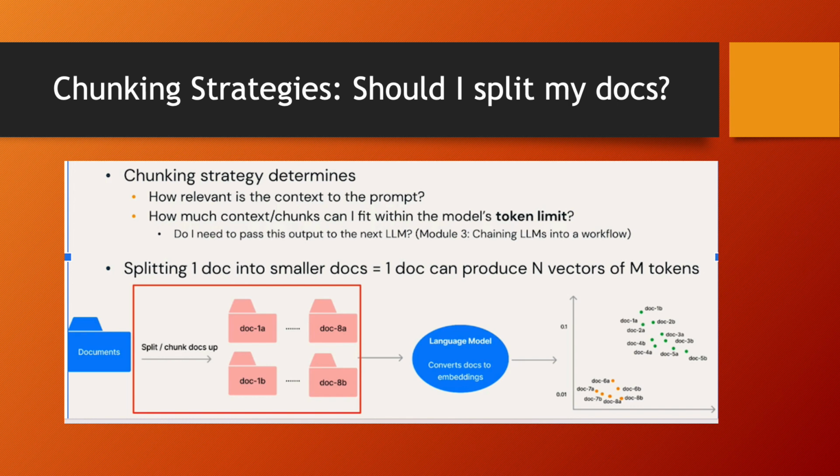Now, chunking strategies. The question is, should I split my docs? So chunking strategies on a high level determine how relevant the context is to the prompt. How much context chunks can I fit within the model's token limit? Do I need to pass this output to the next LLM? And then the splitting of one doc into smaller docs. One doc can produce n vectors of m tokens. So as you can see in the diagram, the documents are split into chunks, 1A, 1B, 8A, 8B. It gets fed into LLMs and it produces the vector space, and the similar documents are clustered together.